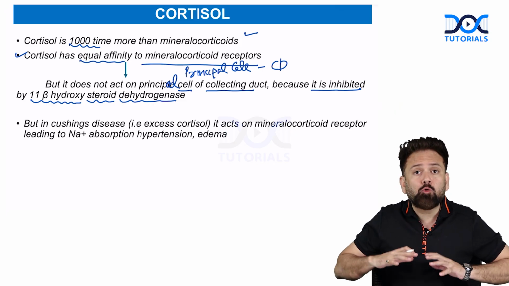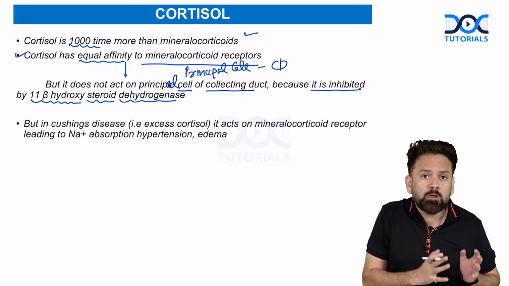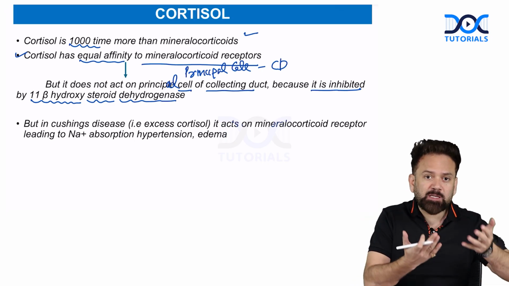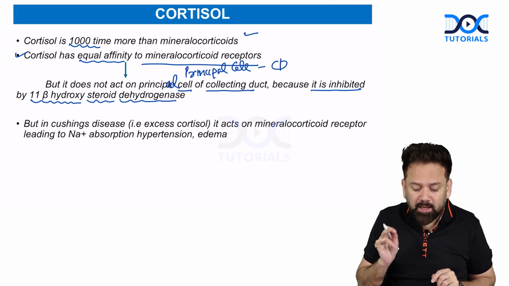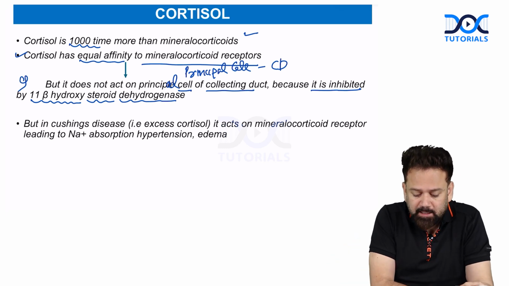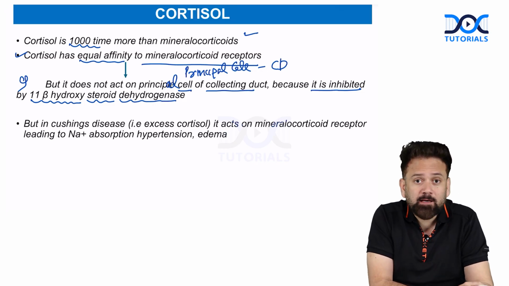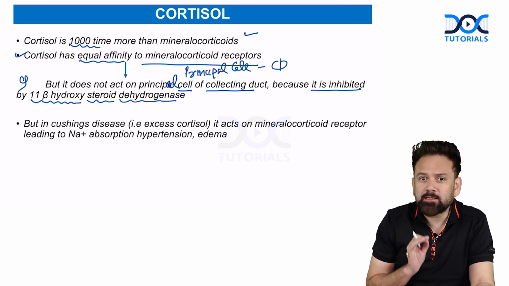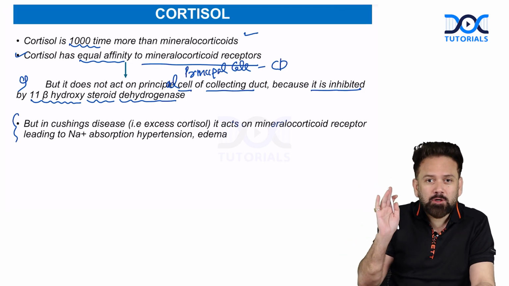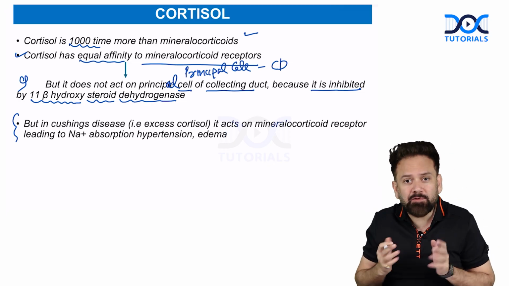So although there is so much cortisol, although it has equal affinity like aldosterone, why is it not absorbing the sodium? Because as it reaches the principal cell, it is inhibited. How? By 11 beta hydroxysteroid dehydrogenase. But now comes a clinically relevant point. In Cushing disease, when cortisol is in excess, it cannot be inhibited now. Now this inhibition will fail.